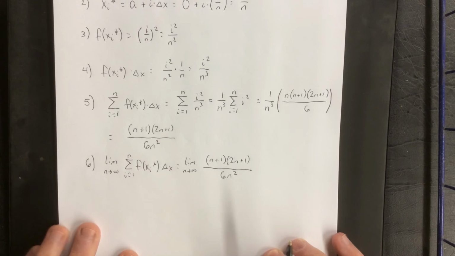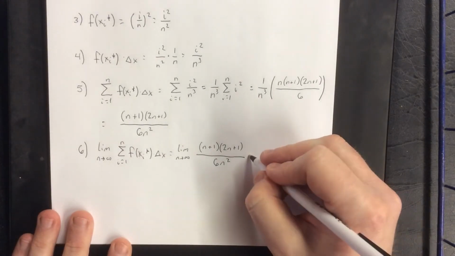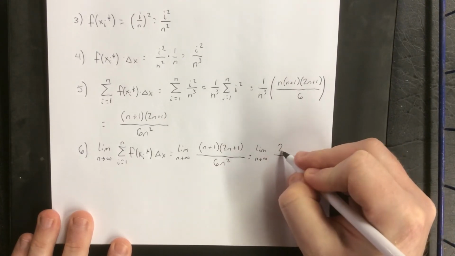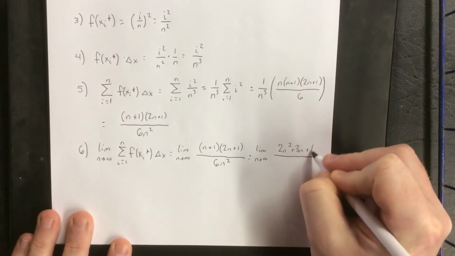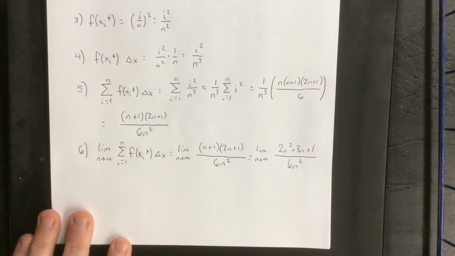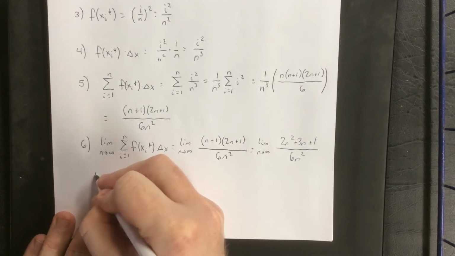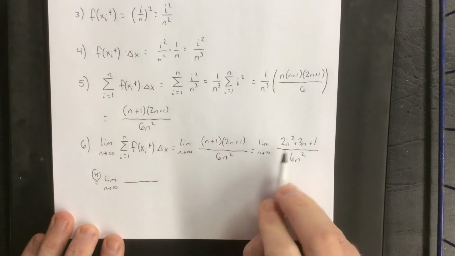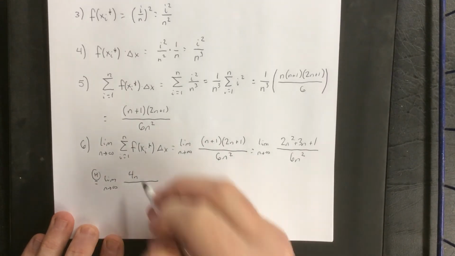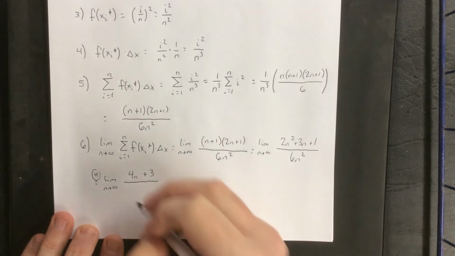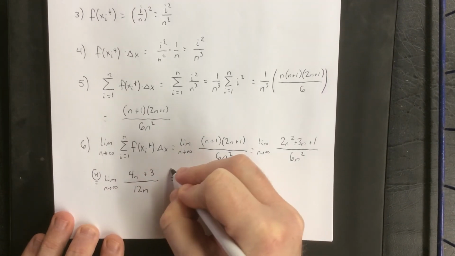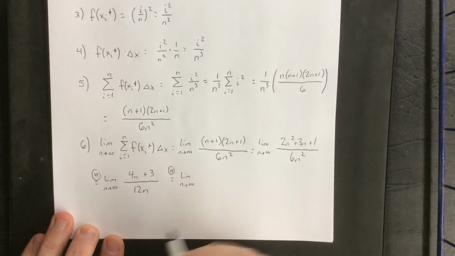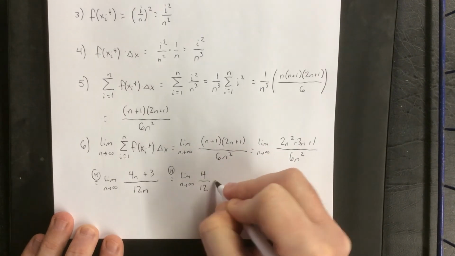The method that you use to evaluate this limit at infinity is completely up to you. What I'm going to do is expand the numerator as much as possible, and then apply L'Hopital's rule a couple times. Differentiating the top with respect to n, we arrive at 4n plus 3. In the denominator, this would be 12n. This still takes the form infinity divided by infinity, so I'm going to apply L'Hopital's rule one more time. The derivative of the top is 4, the derivative of the bottom is 12.